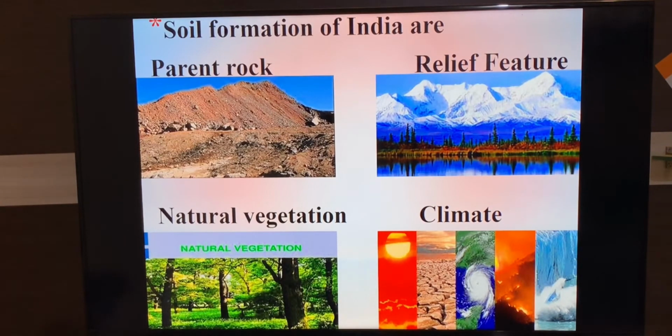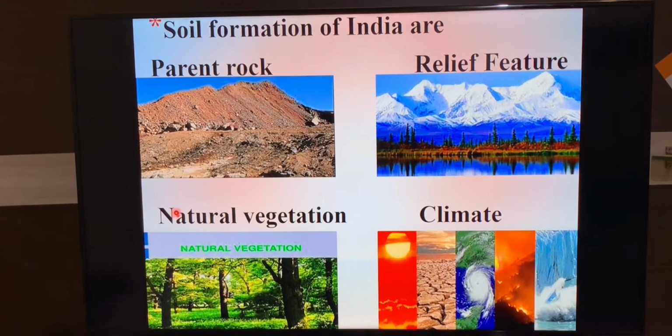Next, we will learn about soil formation in India. How does soil form? The first one is parent rock, the main rock, which you call parent rock. Relief feature, that means landforms, different types of landforms. You can see mountain, forest region, plain, plateau. These are what you call landforms, or relief features.